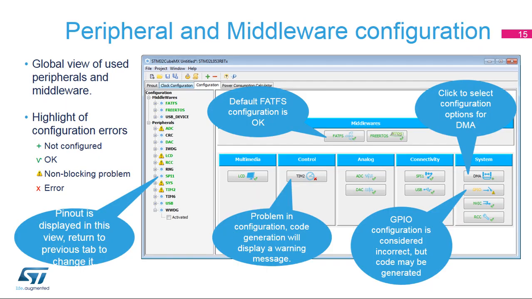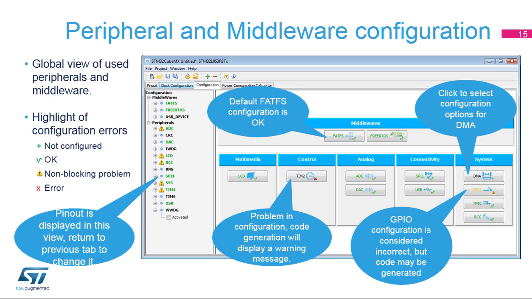The Configuration tab of the main window provides an overview of all the configurable hardware and software components that STM32CubeMX can help set up. Each button with access to configuration options is displayed with a small icon indicating the configuration state. The default state is not configured. Clicking on a button for a peripheral or middleware displays its configuration options. Even when configured correctly, further modifications are possible.